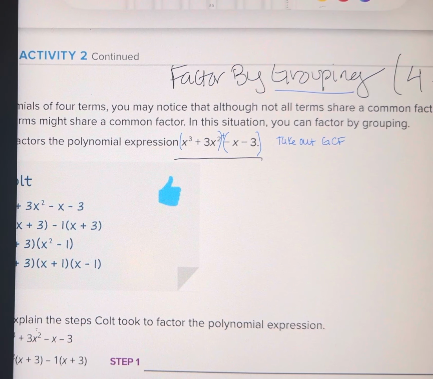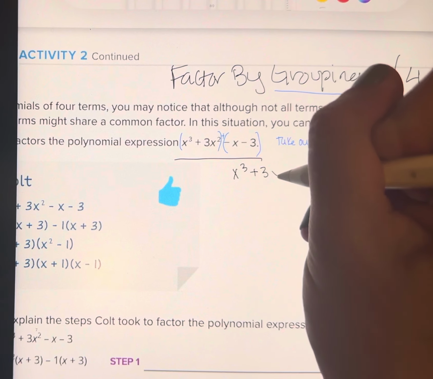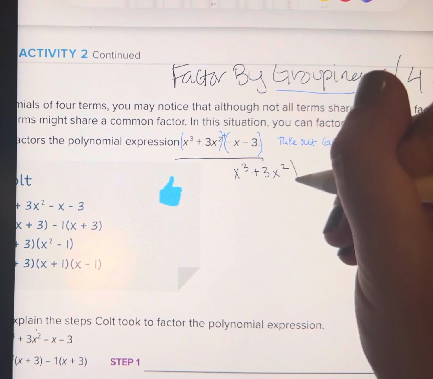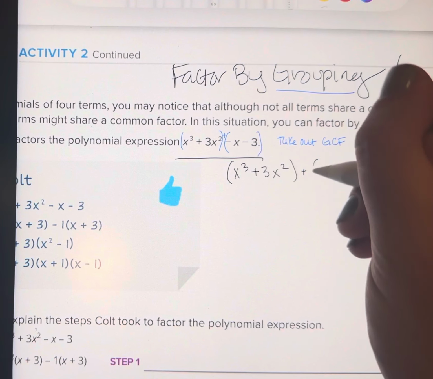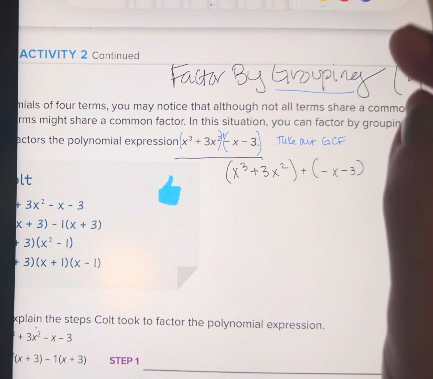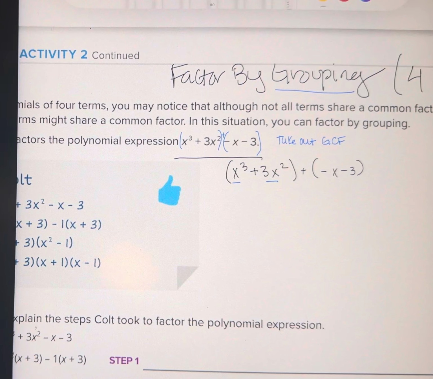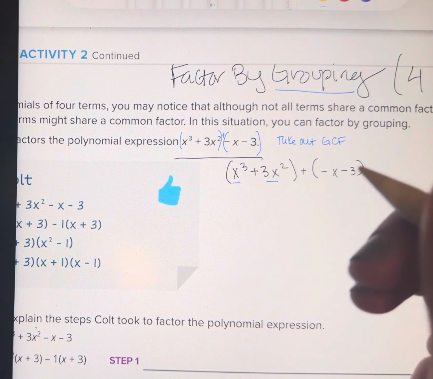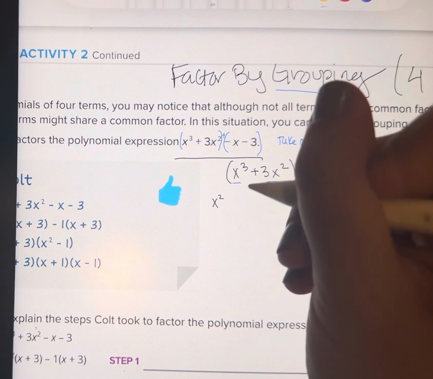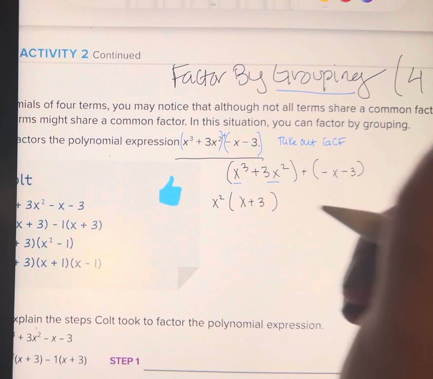Okay, so check it out. X cubed plus 3x squared. Okay, this is what I grouped together. And then I also grouped together negative x minus 3. So I look at x cubed and 3x squared, and I take out the GCF. The GCF here is x squared. They both have an x squared, so I take it out. What am I left with? I'm left with x plus 3.